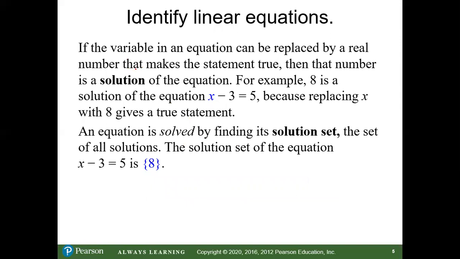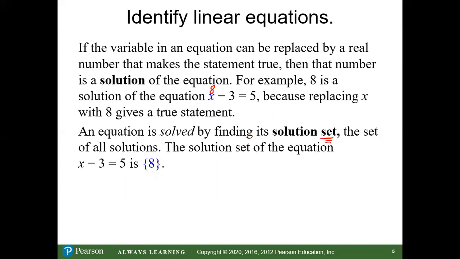So if the variable in the equation can be replaced by a real number that makes a true statement, then that number is the solution of the equation. For example, 8 is the solution of the equation x minus 3 is equal to 5, because if you put an 8 in for x, you know that 8 minus 3 is definitely 5, because replacing x gives you a true statement. The equation is solved by finding the solution set.